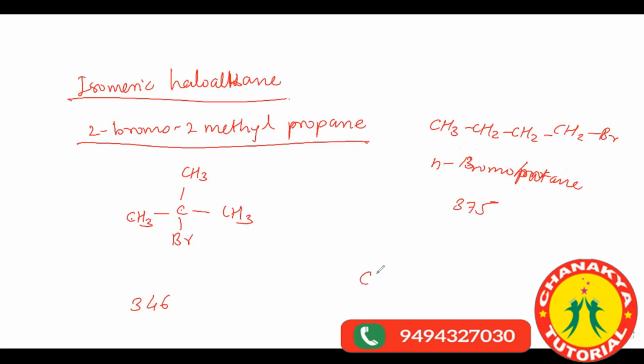Another isomer of this will be CH3CH2CH(Br)CH3, with the bromine attached at the second carbon. This would be 2-bromobutane, correct? What would be the boiling point for this? 364 Kelvin. Now check the values. As the branching decreases, the boiling point increases.